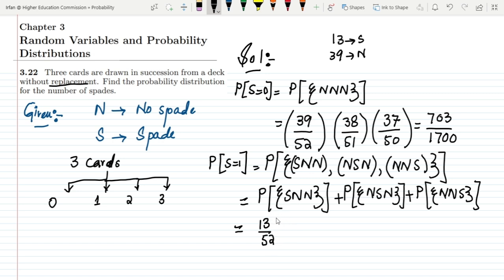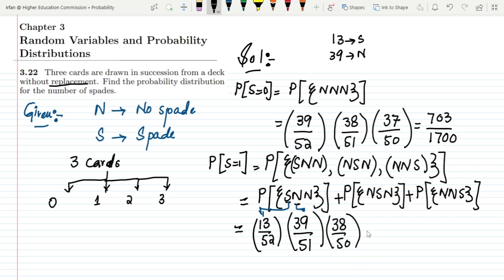Now, multiplying this one, the next is N, a non-spade. As one spade has been selected, the total number of items remaining is 51, while the non-spades are still 39, because none of the non-spades has been selected. The last term is again a non-spade, so as one non-spade has been selected, 38 are left and 50 is the total remaining.